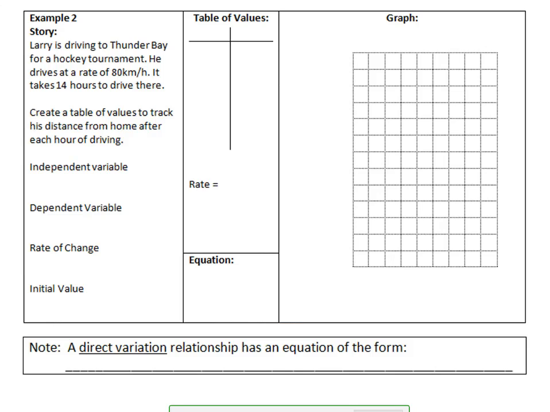Example 2. The story is Larry is driving to Thunder Bay for a hockey tournament. He drives at a rate of 80 kilometers an hour. It takes 14 hours to get there. We create a table of values to track the distance from home after each hour of driving. And we got to start with our table of values. So the first thing we need to track is our hours.